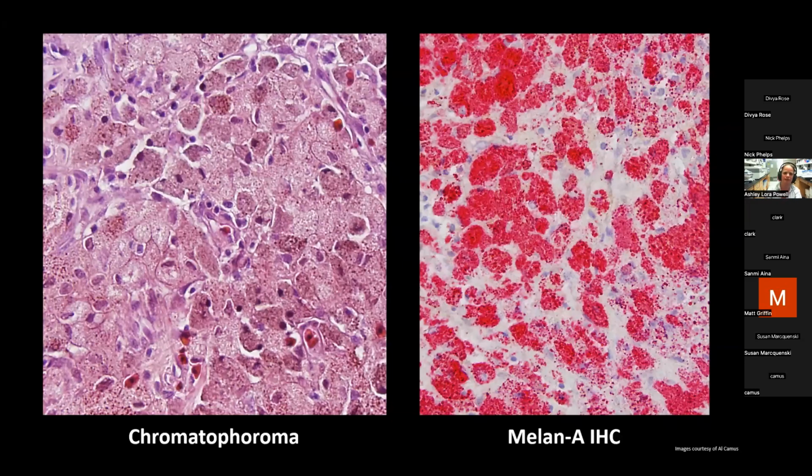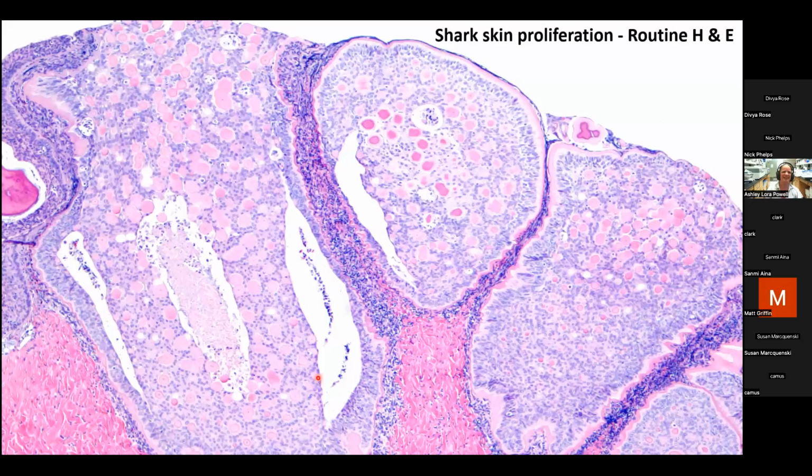Just a few examples. Melan A stains neural crest cells and can be used to identify pigment cell tumors from other similar looking cell types. So it could identify melanophores, erythrophores, xanthophores, but not differentiate them. And so the chromogen here is red, and that's why the cells are red as opposed to the brown ones we saw earlier. And if you attended Eastern Fish Health Workshop, I presented this case.